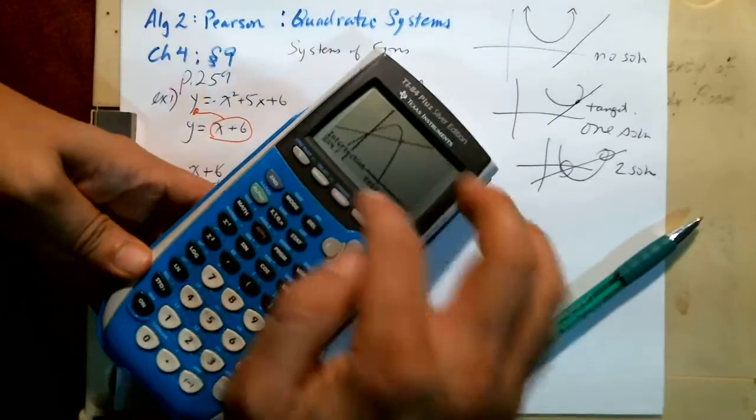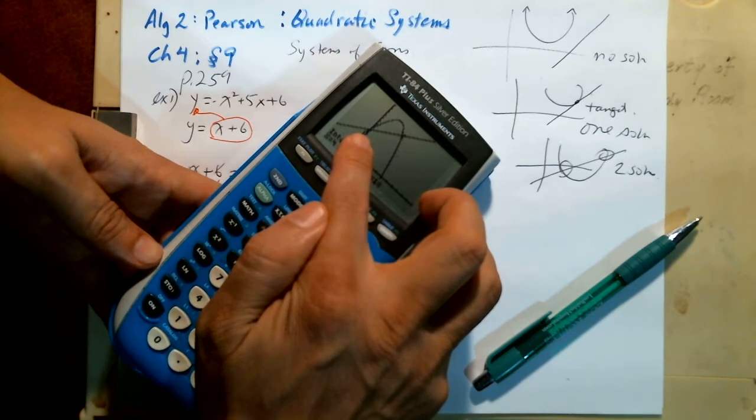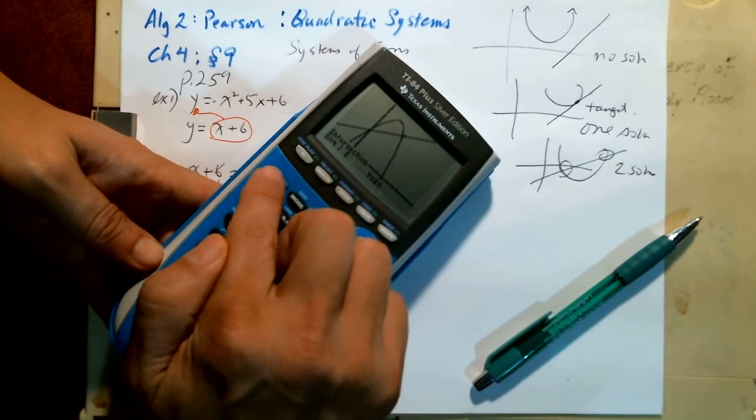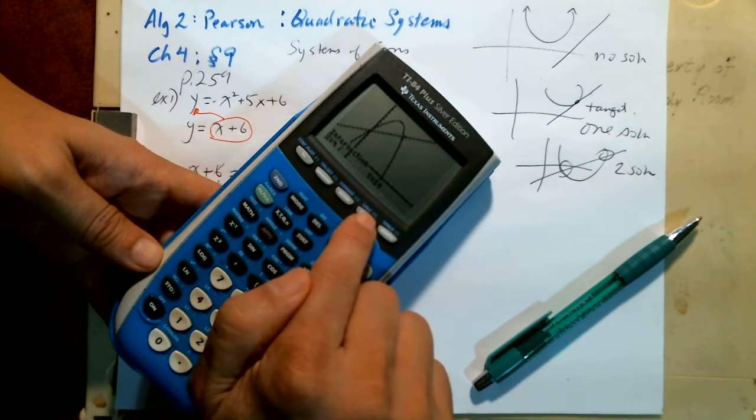You should be able to find the corner of that point just visually, but you should be able to do it with your calculator as well. Don't forget second and then calculate. That's where you get to the intersection.